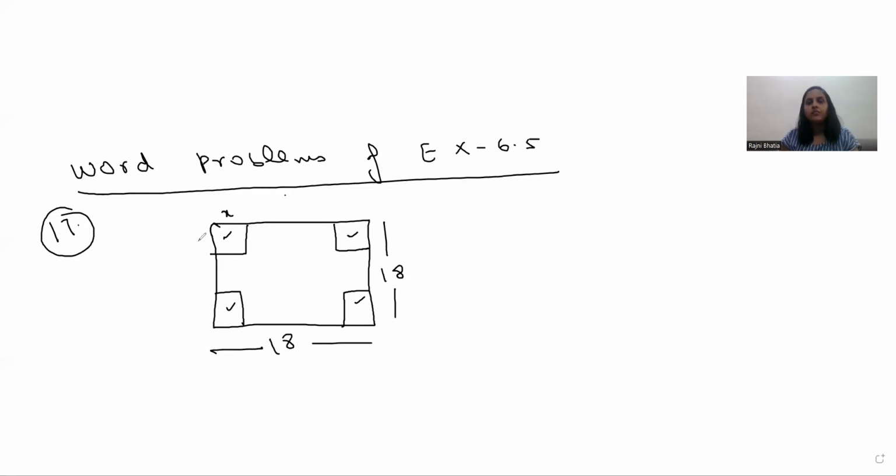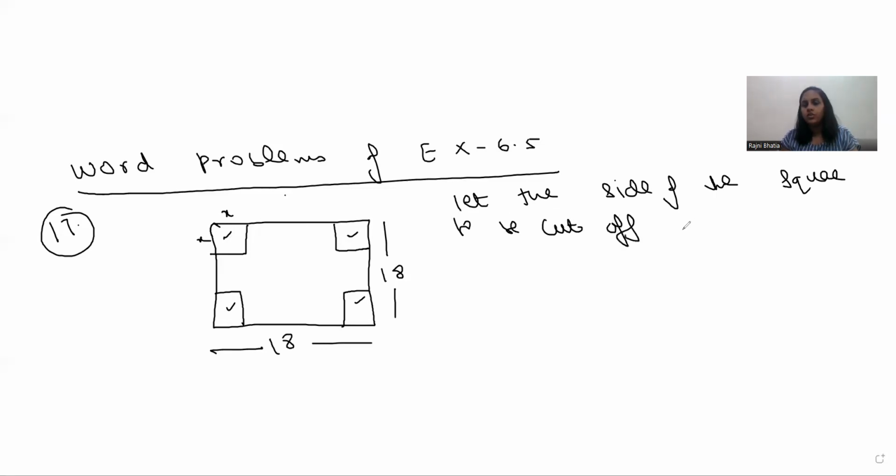So let the side of the square to be cut off from the corners be x centimeter. Question is, what should be the side of the square to be cut off so that the volume of the box is maximum possible? Means we need to maximize the volume of the box.